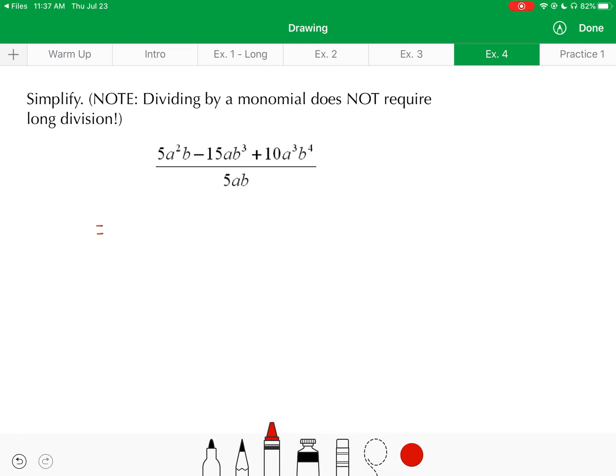Take each term of the trinomial from your numerator and write it separately over the denominator. So what I mean by that is let's make this 5a squared b divided by 5ab, minus 15ab cubed divided by 5ab, plus 10a cubed b to the fourth divided by 5ab. And then for each of those fractions, you can just apply some properties of exponents. So those will reduce, those will reduce. You'll just be left with a squared over a, which becomes a.